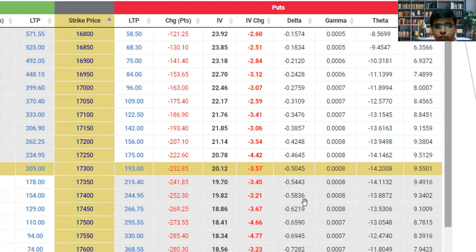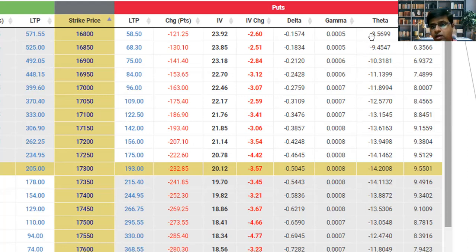Similarly, as we move in the money on the put option side, the delta moves closer to 1. So we can see the 17,600 strike price, which is 300 points away from ATM, the delta is close to minus 0.72. And similarly, as we move out of the money on the put option side, we can see the 17,000 strike price, which is 300 points OTM from the ATM, so the delta is close to minus 0.27.